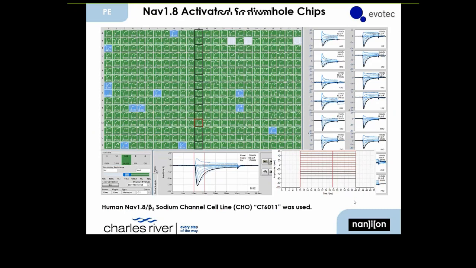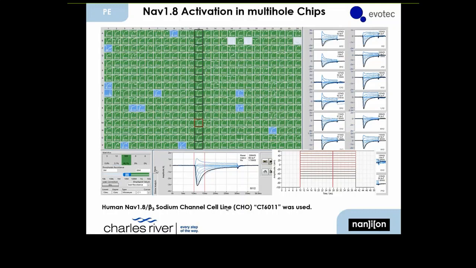And again, first of all, I would like to say thank you to Evotec as also one of our customers, who is always sharing results with us, and that was also the case for this assay that we kind of developed together. In this case, the cell line came from Charles River, who gave us a cell line. It's a beta-3 sodium channel co-expression system in CHO cells.